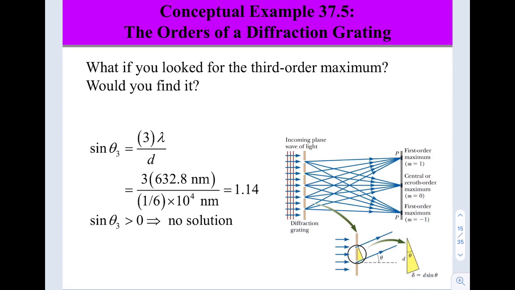What if you look for the third order maximum? Would you find it? Right, so let's figure out whether the theta 3 exists or not. If it exists, then we may find it. So sine theta 3 is equivalent to 3 times lambda over d. As we know, maximum function of sine is 1. So since this is exceeding 1, it means that we cannot have the solution for sine theta 3. So it means that it does not exist.